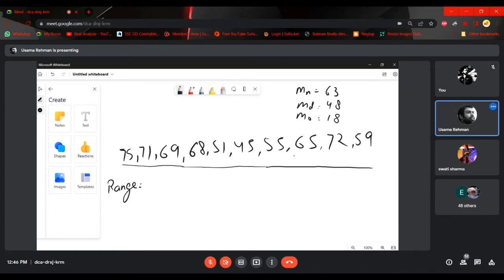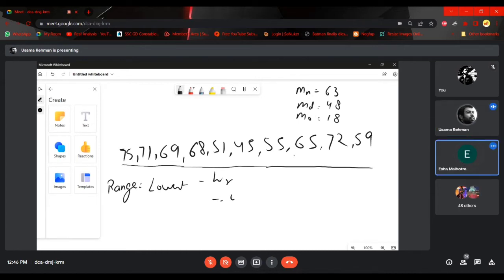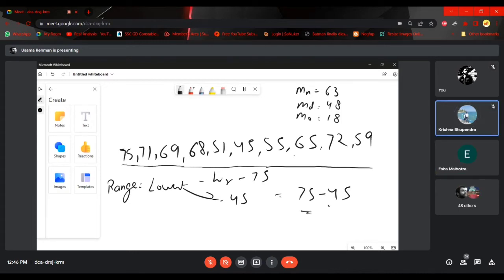range. Range means lowest to highest. What is the lowest score? 45. What is the highest? 75. So the range of the score is 75 minus 45. How much? 30. Range is 30.